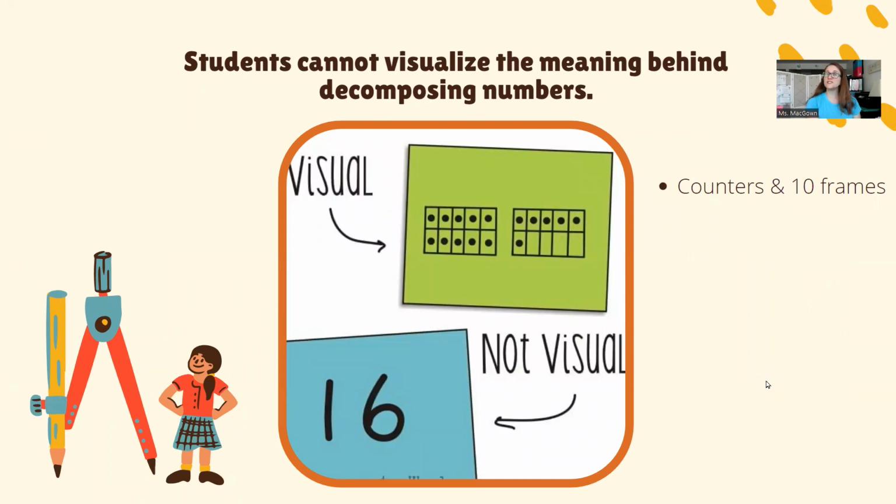Some students cannot visualize the meaning behind decomposing numbers. The number 16, for example, is not a visual. It is simply a number. For these students, they need to use counters and 10 frames. By setting up the visual, my students can then tally up the number and then physically cross off the numbers.